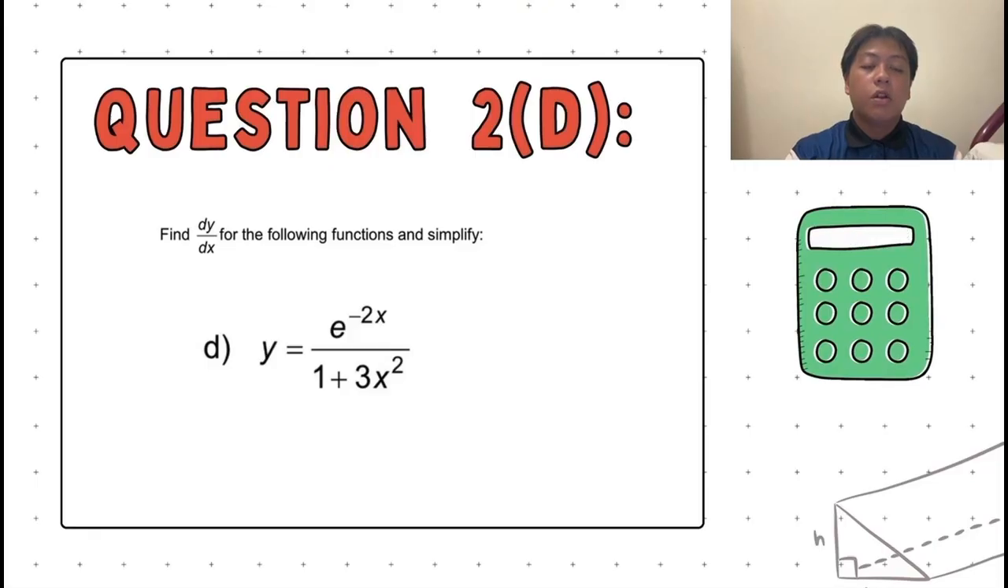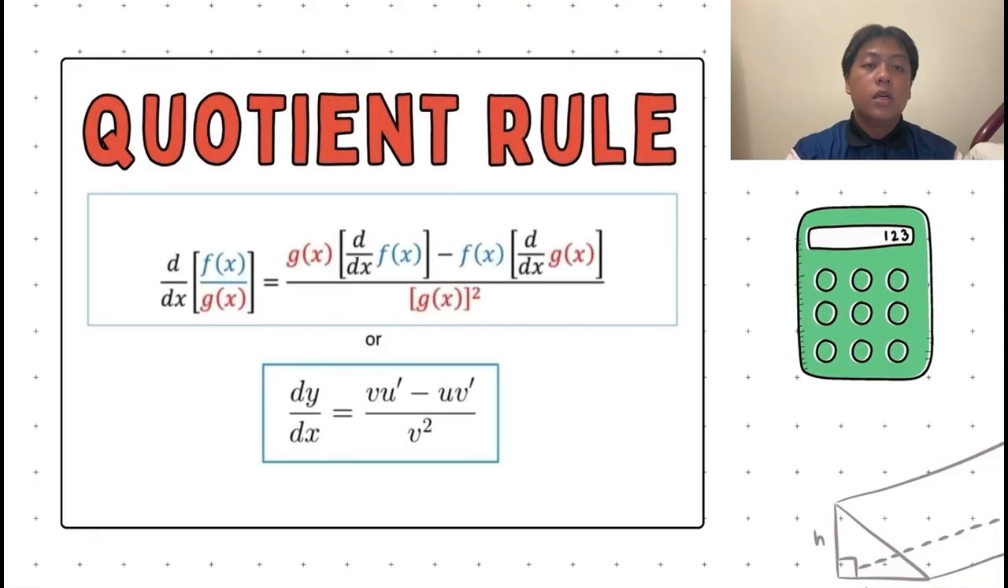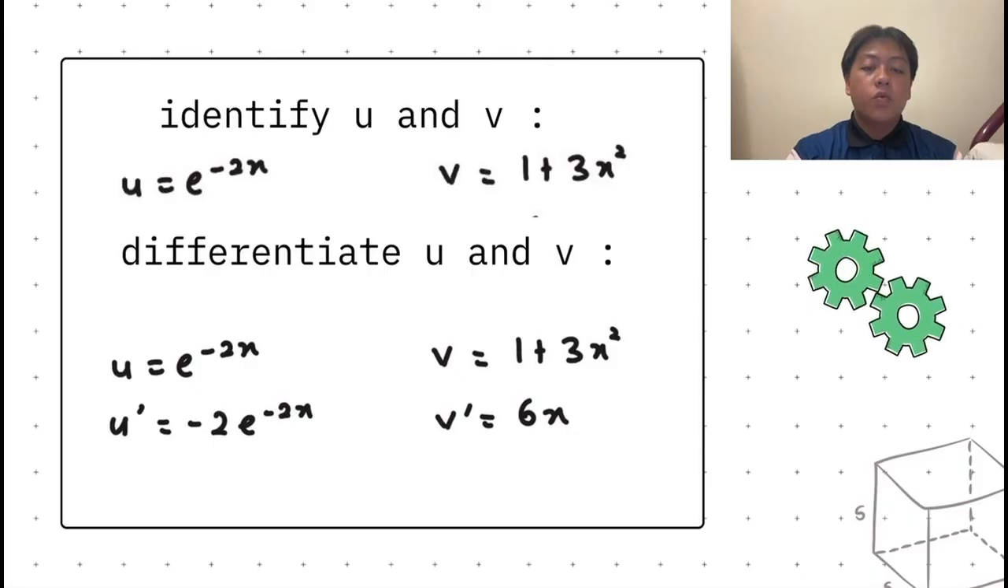First of all, you need to know the quotient rule. The formula for the quotient rule is dy over dx equals (v u prime minus u v prime) over v squared. Then you need to identify which one is u and which one is v. u is e to the power of negative 2x, and v is the denominator, 1 plus 3x squared.